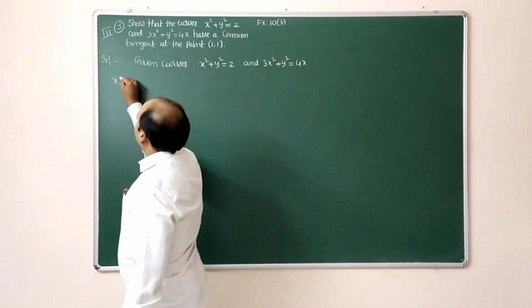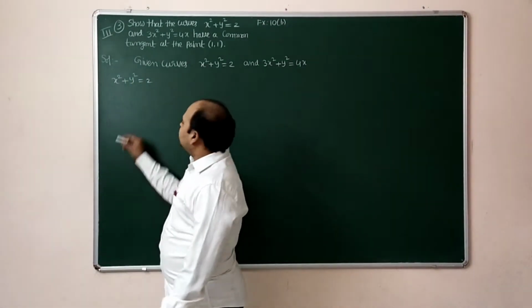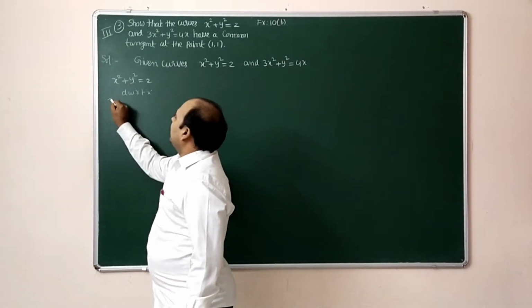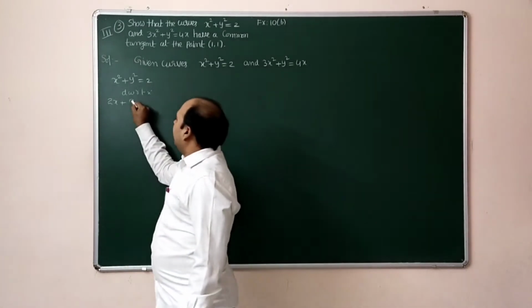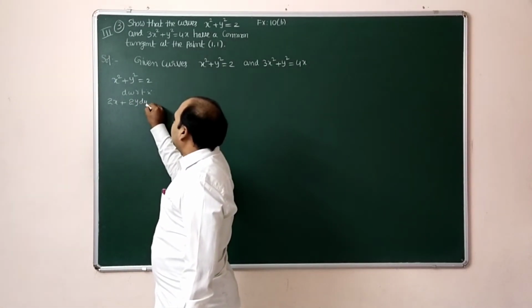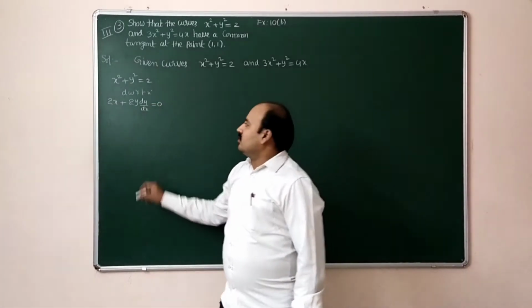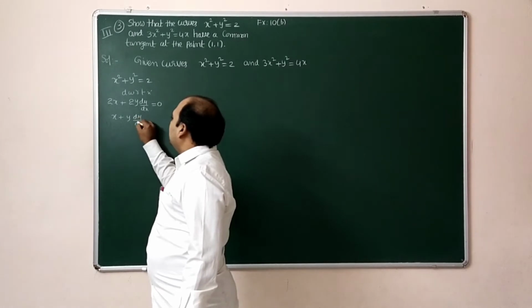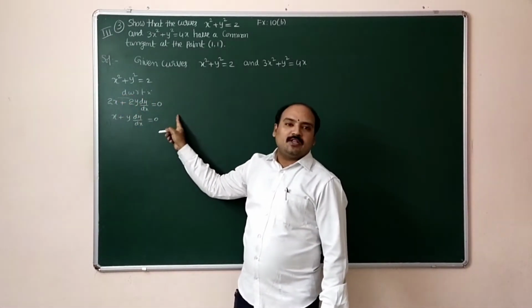So x square plus y square equal to 2. Differentiate with respect to x. So x square derivative is 2x plus y square derivative is 2y, again y derivative is dy by dx, which is equal to constant derivative is 0. So now x plus y into dy by dx equal to 0. Why? Because from these two terms, 2 I am taking common and we can take this side.